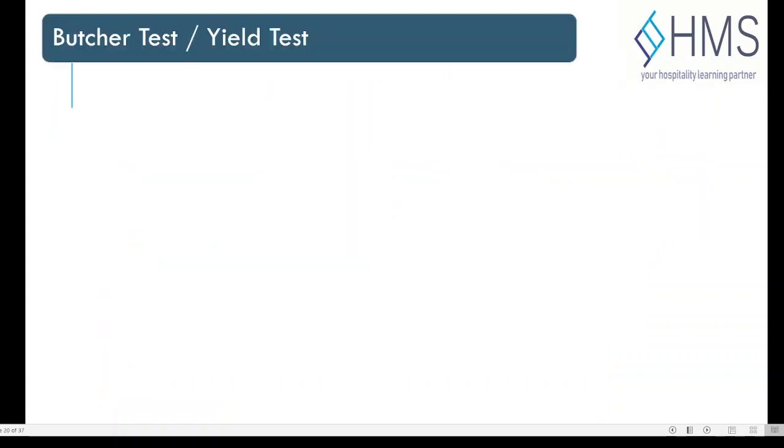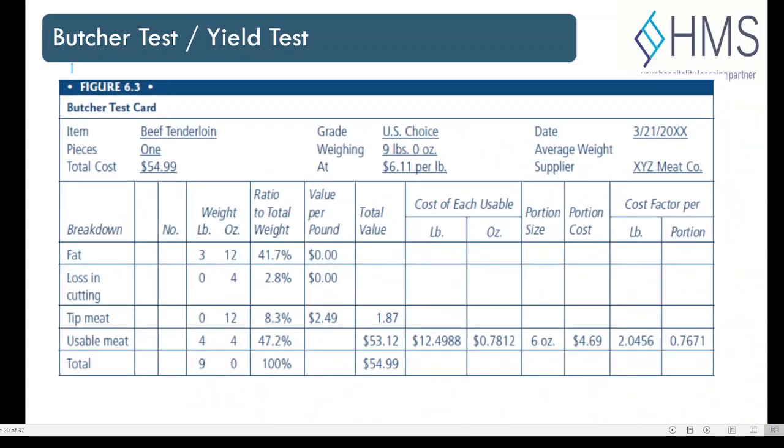Clear. Okay. Then you have the butcher test or yield test as a very simple thing. As we discussed, sometimes in the yield you have a lot of losses, right? Let's say you were buying a beef tenderloin. When you are buying from the market, you have a total weight of, let's say, 9 pounds, right? But when you yield that, cut it out, you get fat of 3 pounds only, and then you lost a certain percentage in the cutting.